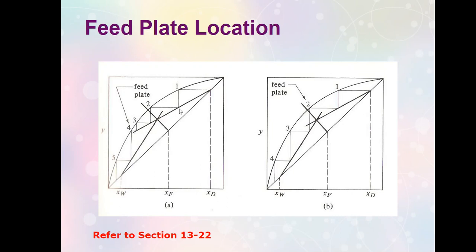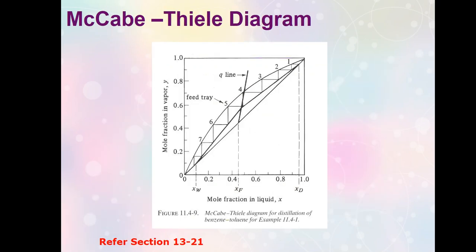By the way, it should have been from this point going here down straight to the stripping section operating line. It should not be based on the extended line for the enriching section, but rather it should go down, transfer right away at the very first opportunity to the stripping section operating line. So this is how we determine the feed plate location graphically.